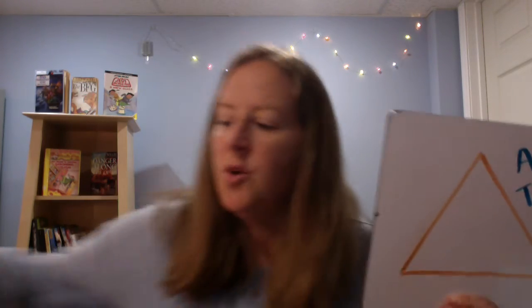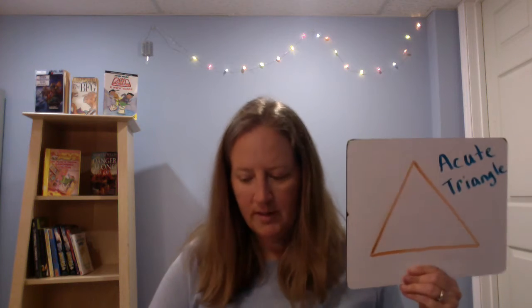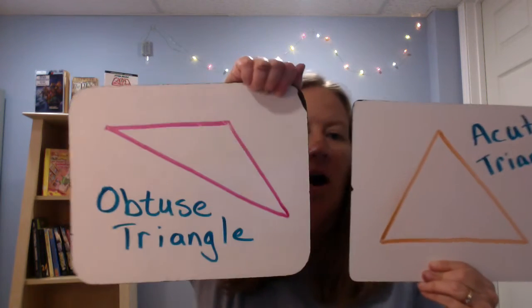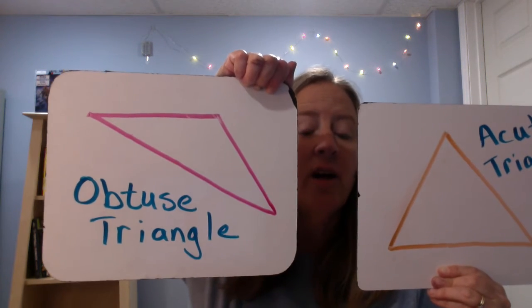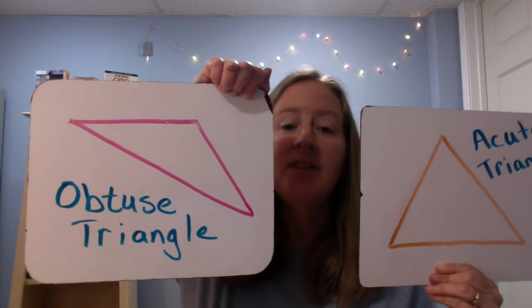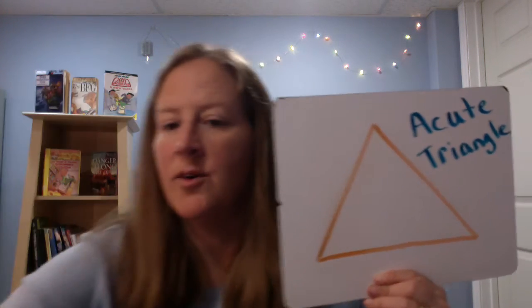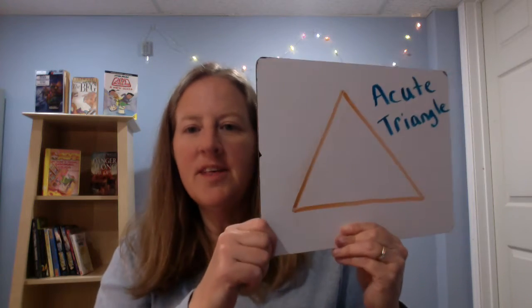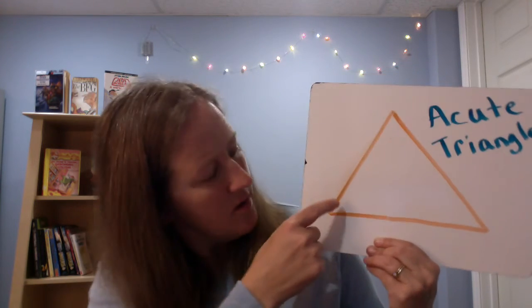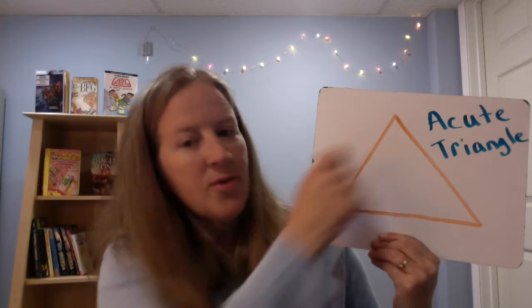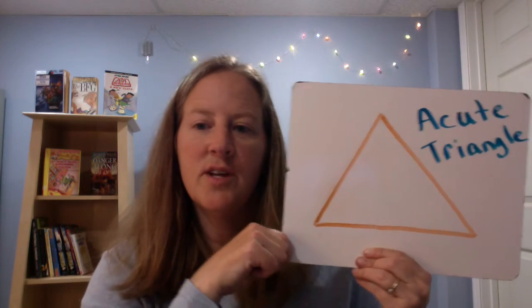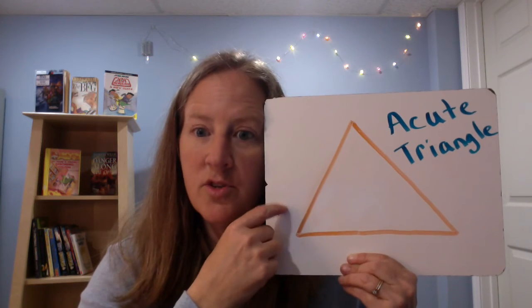This obtuse triangle, oh boy, also has two acute angles in it, but since it has one obtuse angle, it is called an obtuse triangle. But this triangle has 1, 2, 3 acute angles, which makes this an acute triangle.